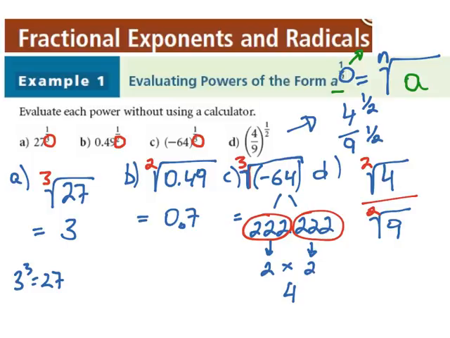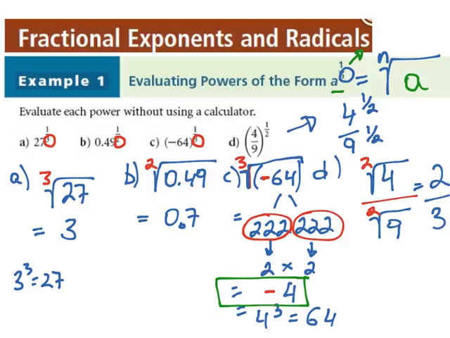What else is missing is the answer cannot be 4, because 4 cubed is 64, and our answer is negative 64. In this case, we'll add the sign of negative to our answer to make sure that it comes back to negative 64. And for part D, it's just square root of 4 is 2, and the square root of 9 is 3. So 2/3 is our answer.